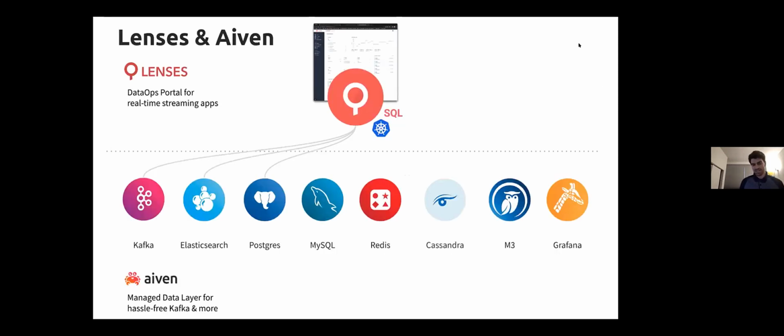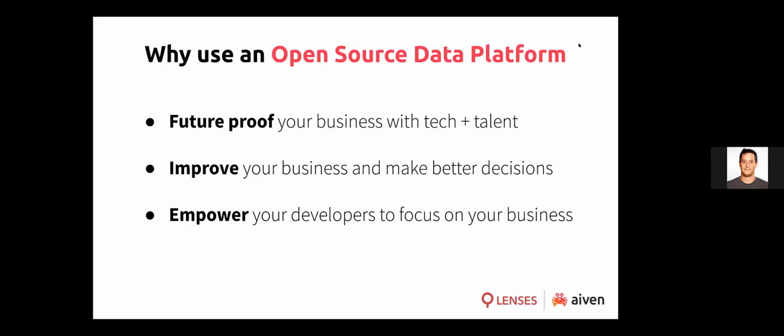We can visualize the 2 tools together. So you see the Aiven services below, a managed data layer for hassle-free Kafka and more, and the data ops portal from Lenses above. Together we are bringing to market and working with customers actively on this open source data platform. So what is this and why should you care?